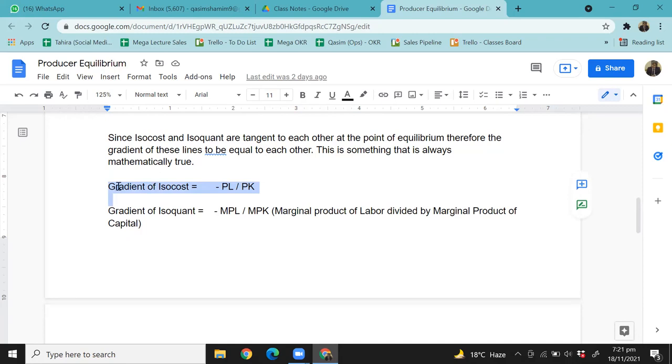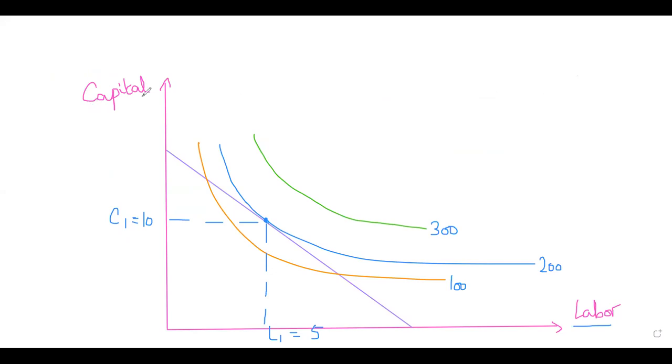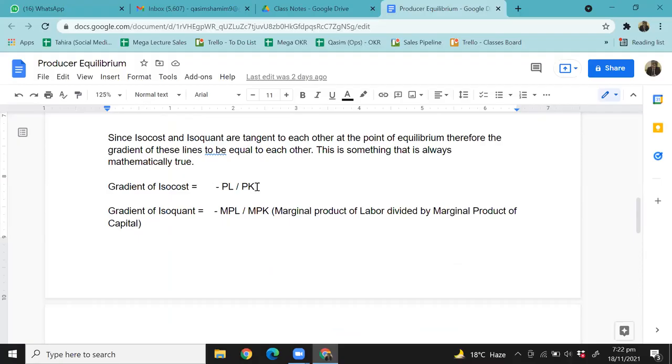The gradient of isocost will always be negative, because it's a downward sloping line. It is negative of PL. What is PL? PL is the price of the resource on the x-axis. Since I've always taken labor on the x-axis and capital on the y-axis, I've written it as the price of the resource on the x-axis, that would be PL, and the price of the resource on the y-axis, that is capital, so price of K. I did mention that capital is normally denoted with K. It is a little weird, but that's how it works in economics. Easy. We good on this, students? Any confusion, anything that's not clear?